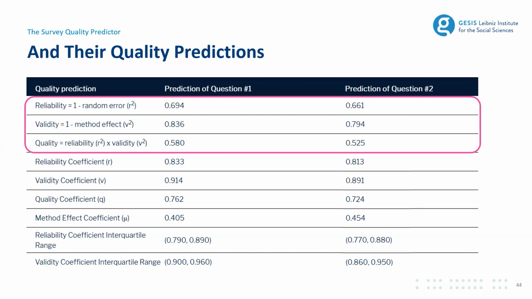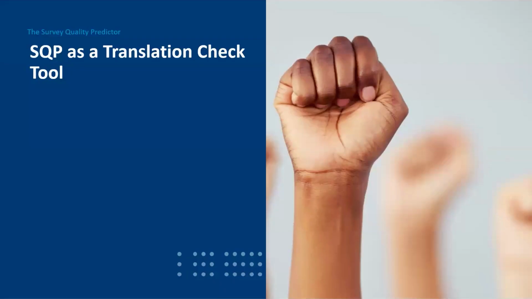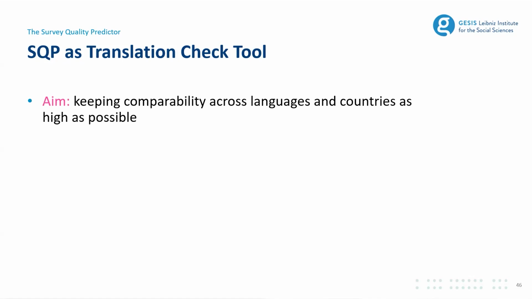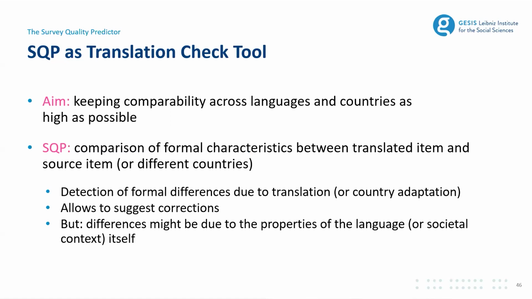So again, here, the conclusion you would draw from this is that you would go for the first item version. And last but not least, this is the third way of using SQP as a translation check tool. Here, especially when you work in cross-national studies or studies that involve different languages, the main aim is to keep the comparability about all these different languages or countries as high as possible. And SQP allows you here basically to compare these formal characteristics between the translated item and the source item, or the different items between different countries or whatever.